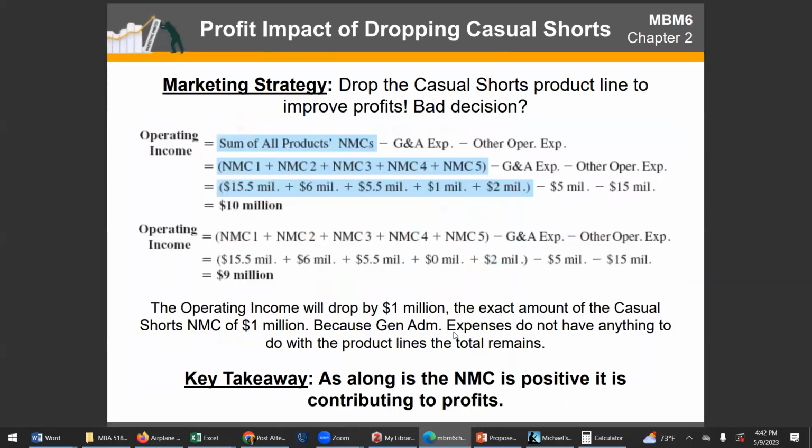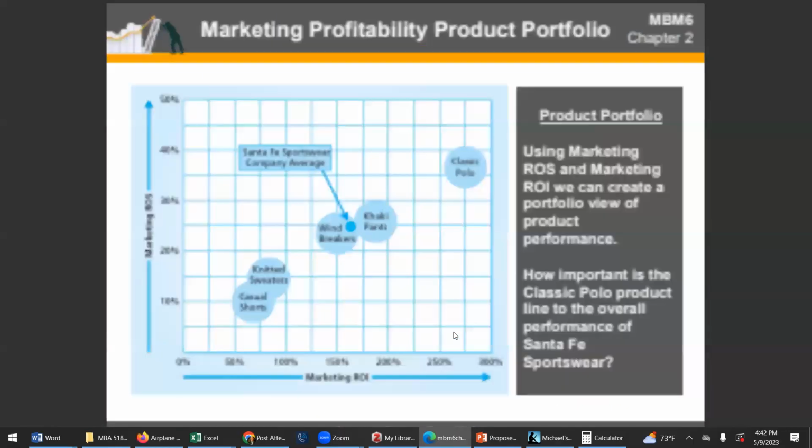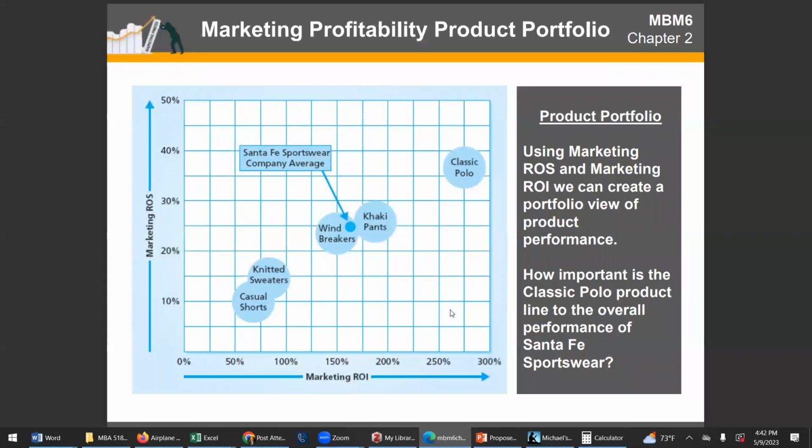So what we would say is actually, if I were going to invest one more dollar in marketing, I would want to invest it where it would be most efficiently used, in classic polo. So again, this is why executives get paid a lot of money, because they have to look at the business from lots of different angles and determine where an additional dollar of marketing spend should go. Okay.